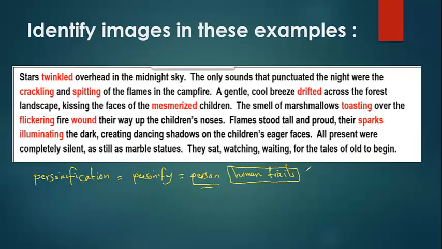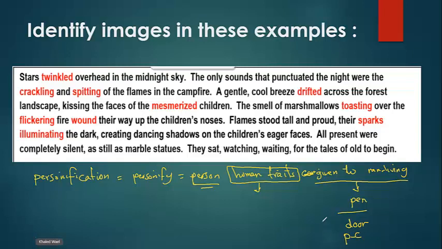Given to what? Non-living things. So you have human traits, and these human traits are given or assigned or attributed to a non-living thing. Non-living thing like what? Like my pen, the door, the table, the PC, the laptop, any non-living thing. This non-living thing will be given some human traits, some features of people, some actions that only humans can do.